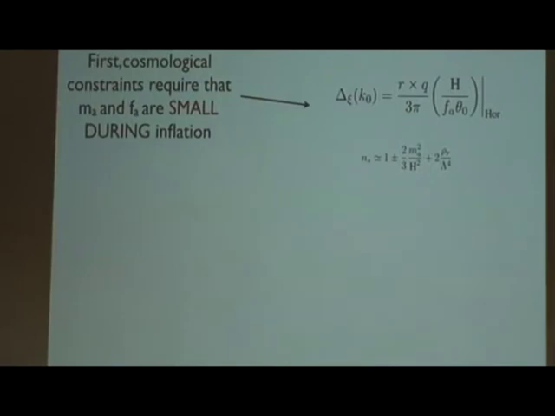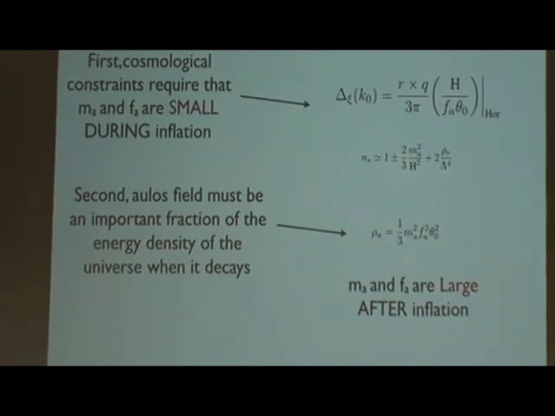So to get the right spectrum of perturbations, both the mass and the spontaneous breaking scale are small during inflation. But then at the end of inflation, you require that the spectator field should become an interesting part of the energy density of the universe, and that requires the mass and the field value to become large, which is precisely what we have by coupling the inflaton with the spectator field.